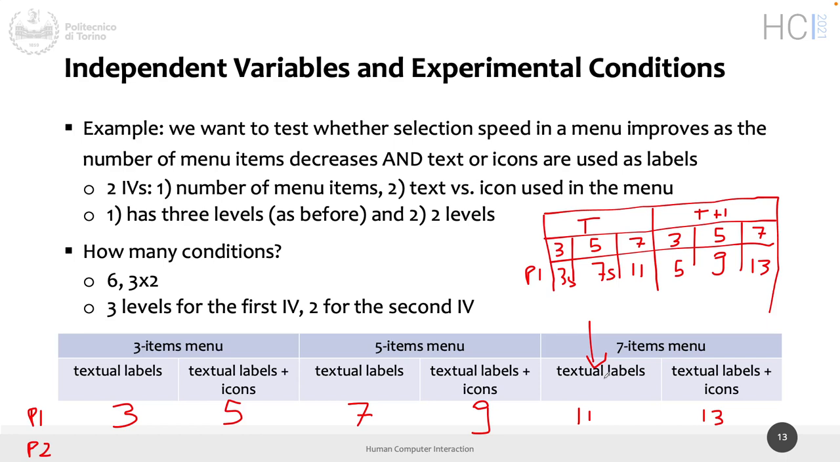Maybe not for single participants, but for all participants together, we can have some strategies, like reordering the conditions. So one participant will see 3 menu items, 5, and 7, another participant will see 7, 5, and 3. So that you are trying to minimize the learning effect among different conditions by changing the order.